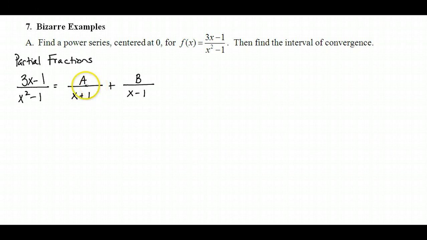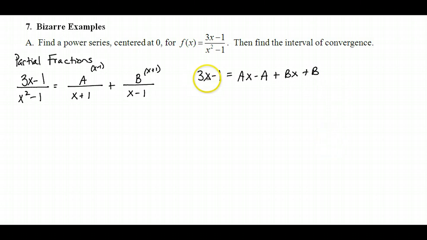Well, now we have to figure out what A and B are going to be, so that if I add these two fractions together, I end up with 3x - 1. Well, A we're going to have to multiply by (x - 1). B we're going to have to multiply by (x + 1). So the 3x - 1, that numerator that we have to get to, is equivalent to Ax - A plus Bx + B.